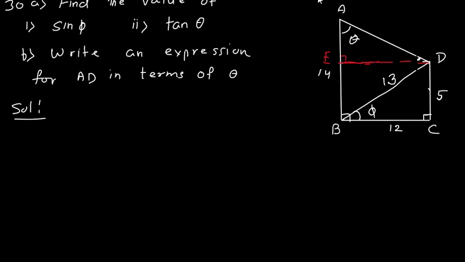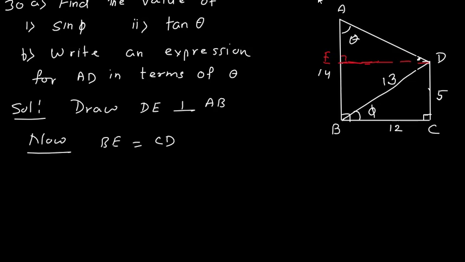First I will do the construction. I will say draw DE perpendicular to AB. Okay, draw DE perpendicular to AB. So this DE is perpendicular to AB. This is our construction. Now by using this construction, what I can say is that this BE will be equal to CD, which is 5.